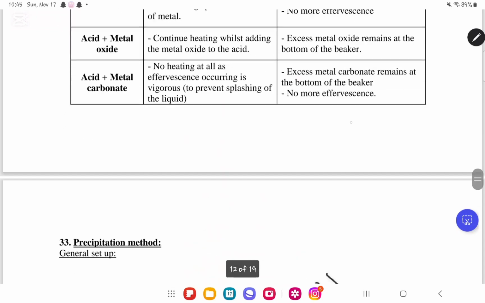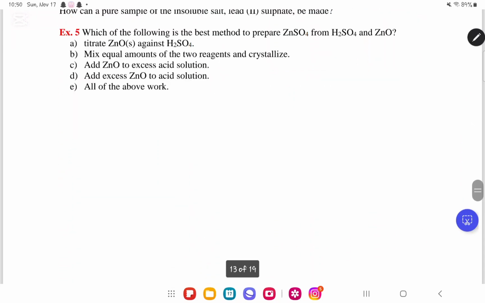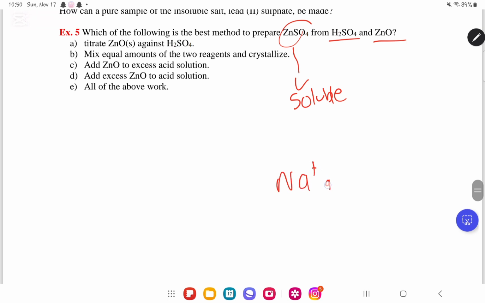Now we go on to the next question, which is: which of the following is the best method to prepare ZnSO4, which is a soluble salt, from H2SO4 and ZnO? First of all, do we have the cations Na+ or K+ or NH4+? No, we do not have. So we are going to be using the excess method. Excess method meaning you are going to add. Okay, but which excess method will we be using?